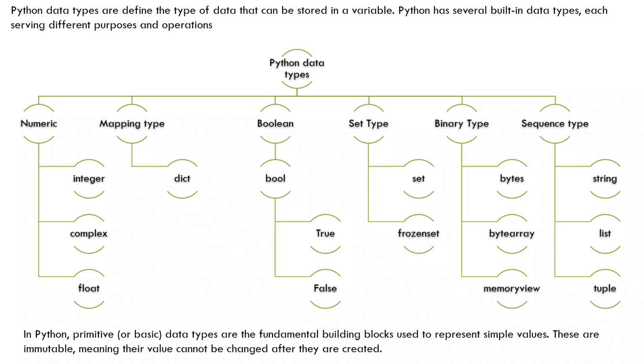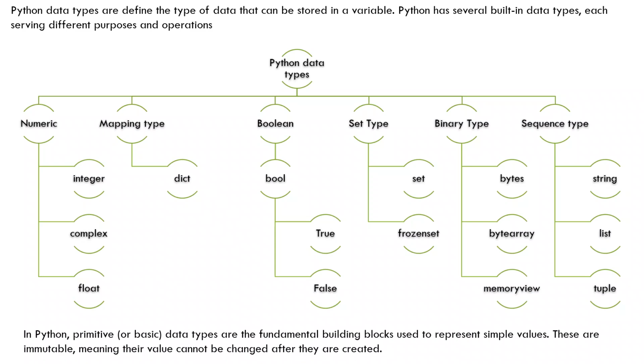In Python, primitive or basic data types are fundamental building blocks used to represent simple values. These are immutable, meaning the value cannot be changed after it is created. Once the value is created, you cannot change the value. So that is what is meant by immutable. The basic data types are numeric, string, byte, boolean. Okay, these are the basic data types.